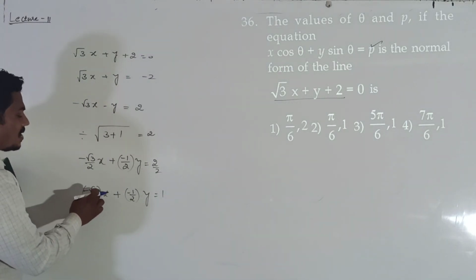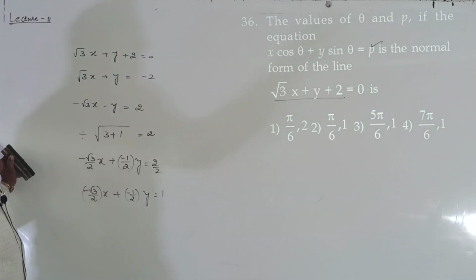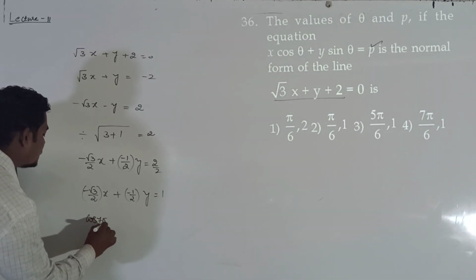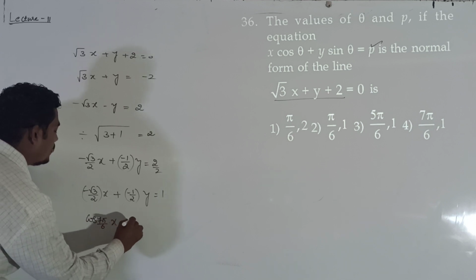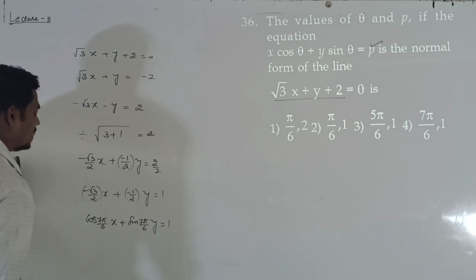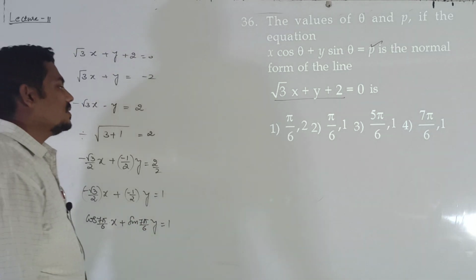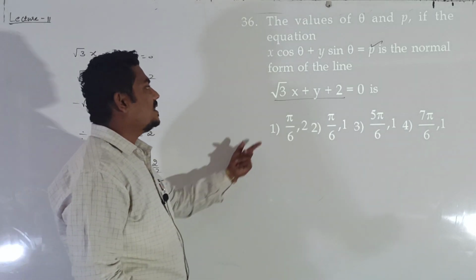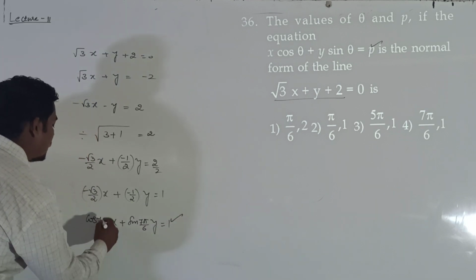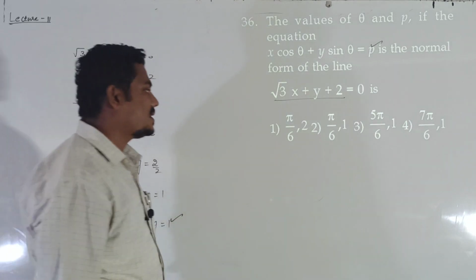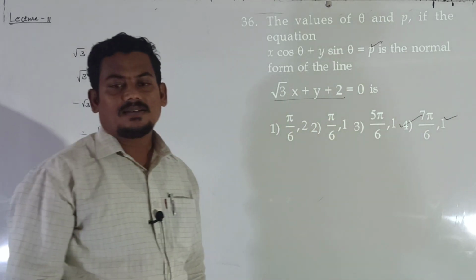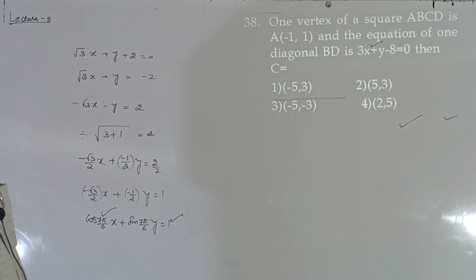This is the cos term, cos negative, sin negative, both are negative in the third quadrant. Therefore, this is cos 7 pi by 6 into x plus sin 7 pi by 6 into y is equal to 1. In this case, tell me what is the theta value. Comparing with x cos theta plus y sin theta is equal to p, the p value is 1 and the theta value is 7 pi by 6. Theta value 7 pi by 6, p value 1, such option is the fourth option. Next question.